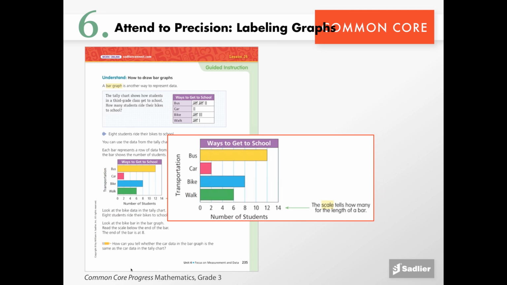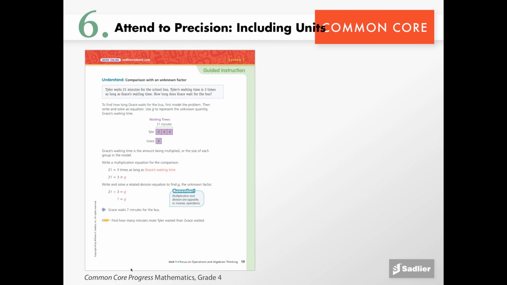And then attending to precision also includes labeling graphs. We need students to attend to precision, making sure that their graphs are labeled correctly, that they include a title, that their axes are labeled, that the scale is labeled correctly. Because without any labeling, the graph has no mathematical meaning. So attending to precision by labeling graphs, tables, and diagrams is extremely important.